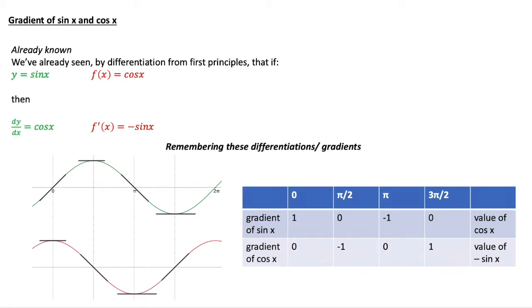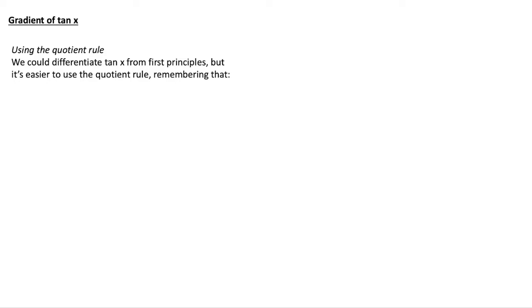We now need to have a look at the gradient of tan x. Now again, you should have seen the quotient rule, or you've probably seen the quotient rule. If not, we're going to have a look at it anyway. So we could do tan x from first principles like we did with sine and cos, but it's easier to use the quotient rule. So differentiating from first principles is a difficult job, and so if we've got other techniques we do try to avoid it.